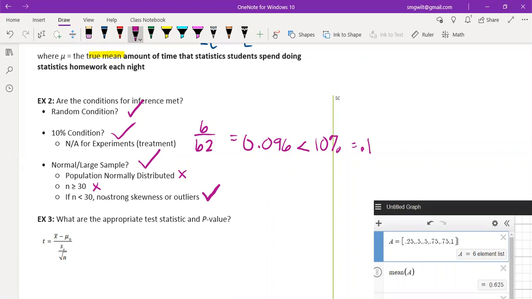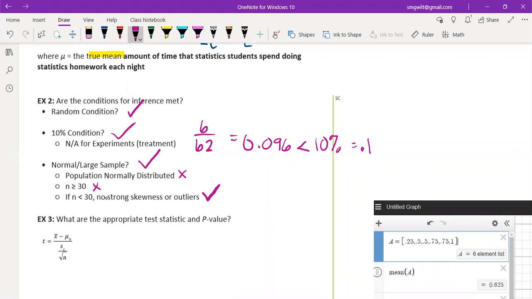For some of these, it might say, oh, 2 conditions were not met, 1 condition was not met, or all the conditions were met. It might not have you actually identify which ones were met and not met. But that is how you check each of them, where 10% is only not applicable for experiments. Okay, the last 2 things kind of come hand in hand.